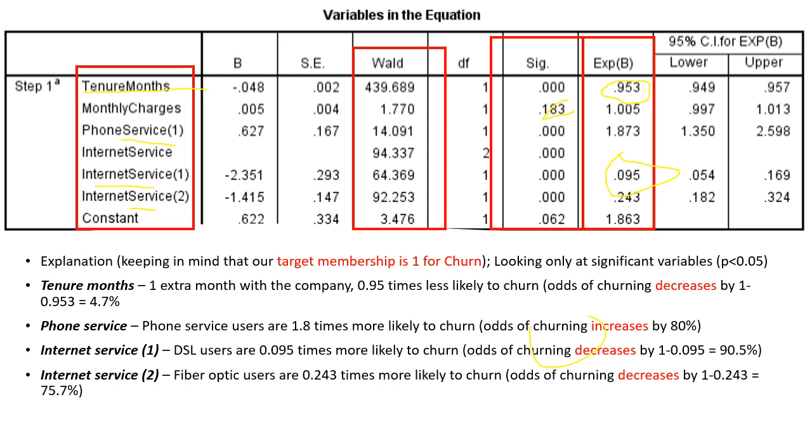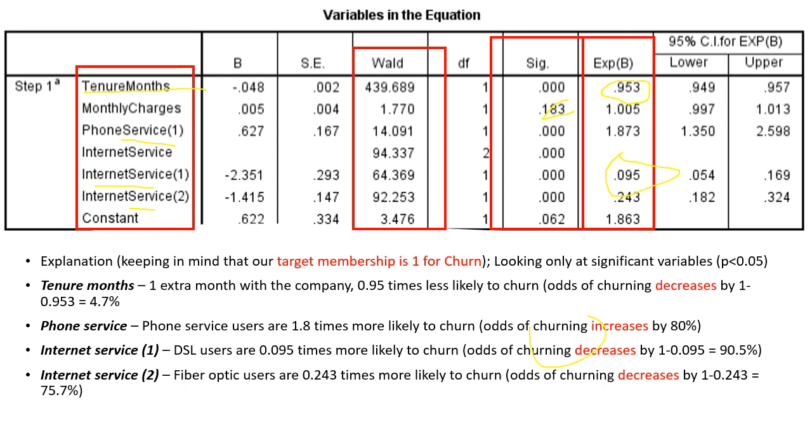And for Internet Service 2, again, it is less than 1 for the exponential b, so you have to take a 1 minus something because the target membership is churn. The fiber optic users are 0.243 times more likely to churn, which means that it decreases by 1 minus 0.243, a 75.7% chance of churning.